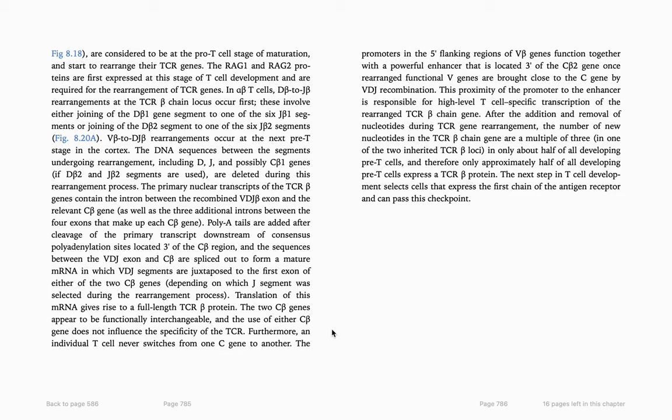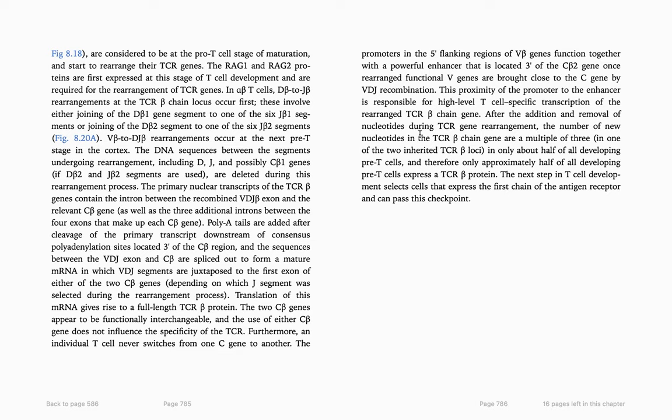Furthermore, an individual T cell never switches from one C gene to another. The promoter in the 5' flanking region of V beta genes functions together with the powerful enhancer that is located 3' of the C beta genes. Once rearrangement occurs, the promoter of the V gene is brought close to the C genes by VDJ recombination. This proximity of the promoter to the enhancer is responsible for high level T cell specific transcription of the rearranged T cell receptor beta chain gene.